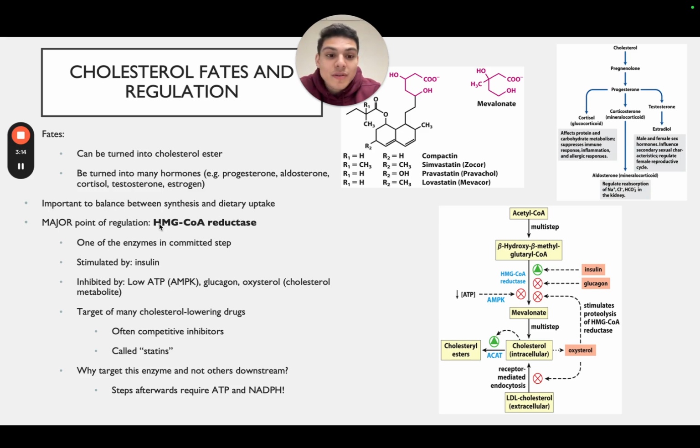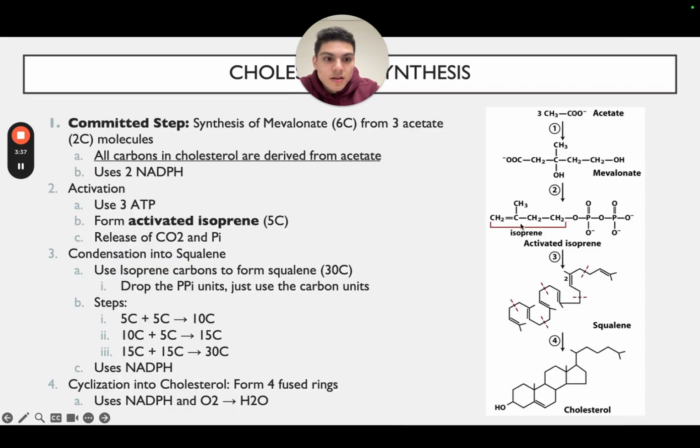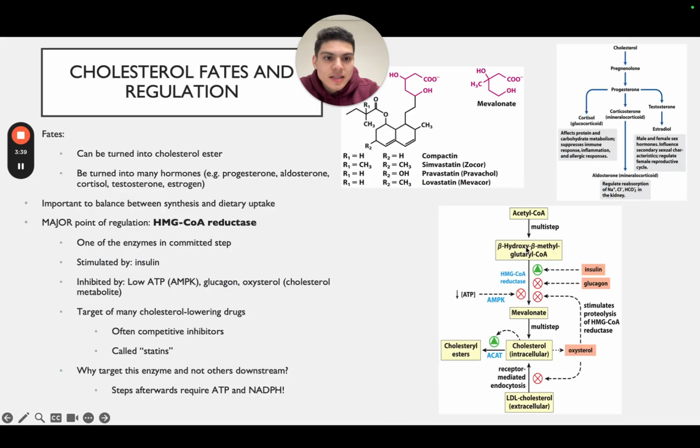And so the major point of regulation is HMG-CoA reductase, right? If you look at this diagram right here on the bottom right, we see that it catalyzes the reaction between beta-hydroxy-beta-methylglutaryl-CoA, essentially I think it's a 4-carbon, if I'm not mistaken, into mevalonate, right? Yeah, it's an intermediate. But this HMG-CoA reductase is the enzyme that can convert it into mevalonate.